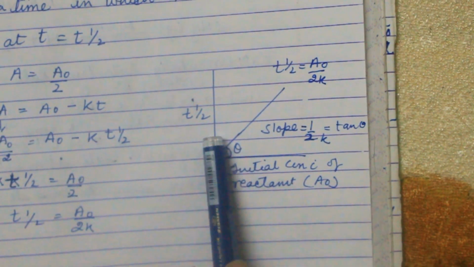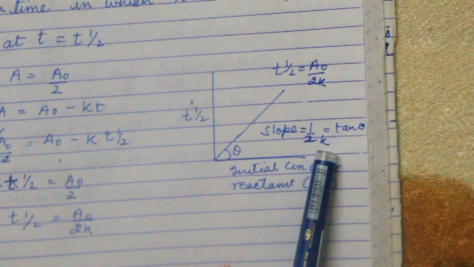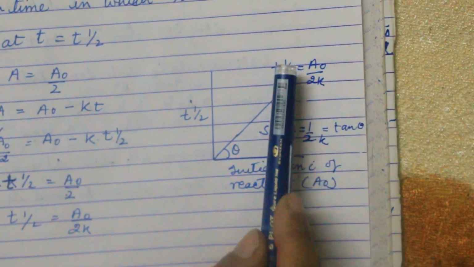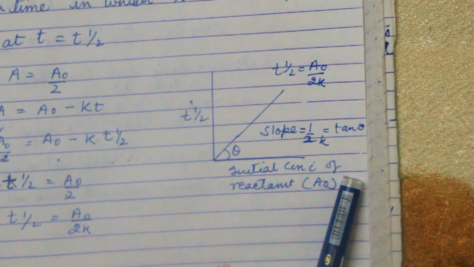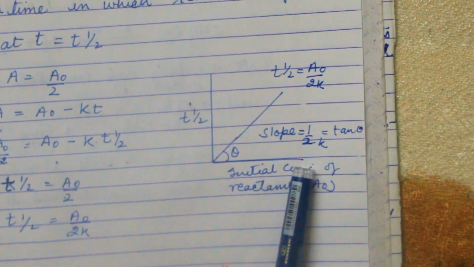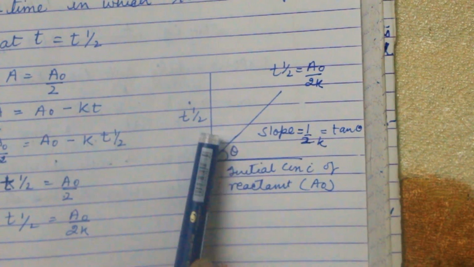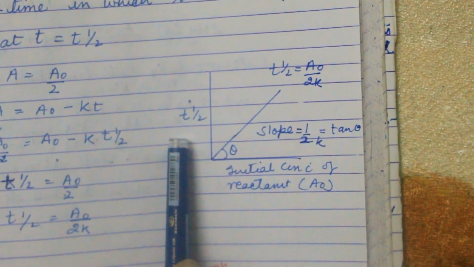The slope is like this. The slope is 1 by 2k, equal to tan theta, that is t half is equal to A naught by 2k. The initial concentration is taken on the x-axis, the theta angle is there, and on the y-axis t half is there.